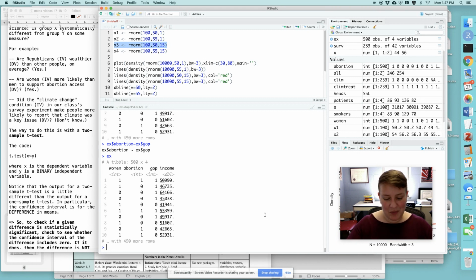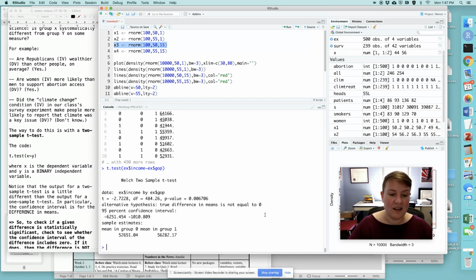So let's start with the first example. Are Republicans wealthier on average than other people? So to do that, I'm going to type t.test and see that this data set is called X, X$income, that's the dependent variable that we're comparing, tilde, X$GOP.